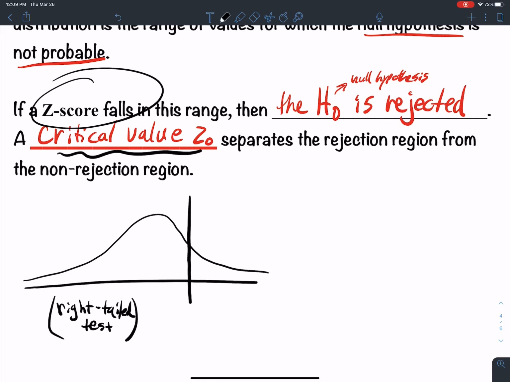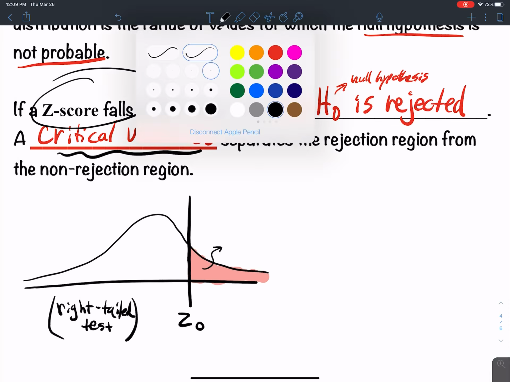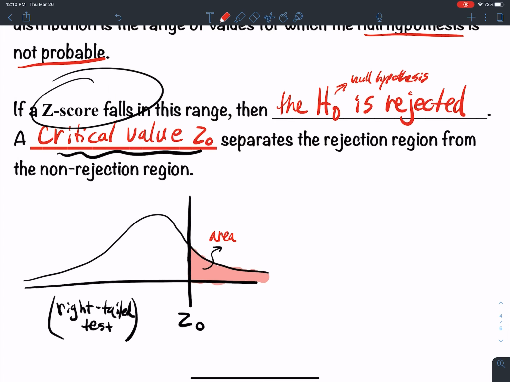Say I have some critical value right here, z naught. Z naught is determined by what we set alpha to be. Remember, alpha is the probability that we reject the H-naught when we shouldn't. That means the H-naught was true. So this red area here is alpha. It's the level of significance.